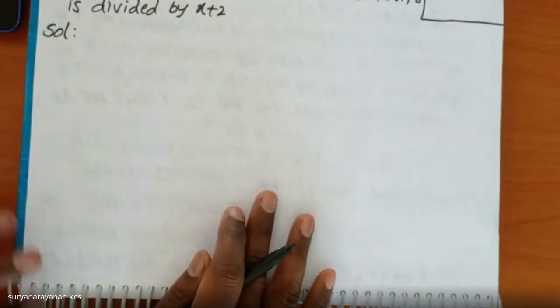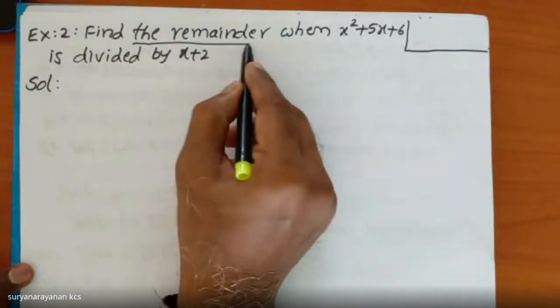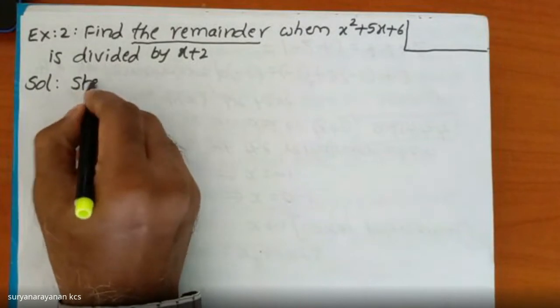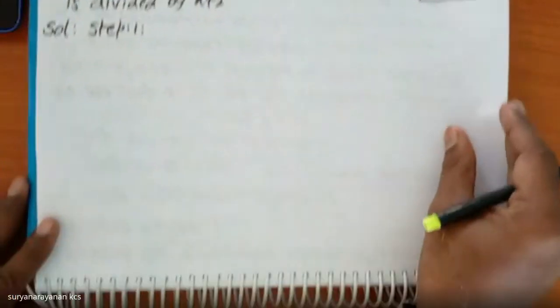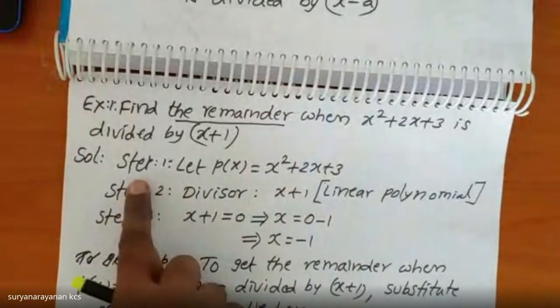Now we are giving more importance to finding the remainder only. We are not interested in finding the quotient. Please remember this point, my children. Here we are interested in finding the remainder when we are dividing this polynomial by a linear polynomial. Please remember this point. So what is step 1? Tell me. I will show you what is the first step. See here.